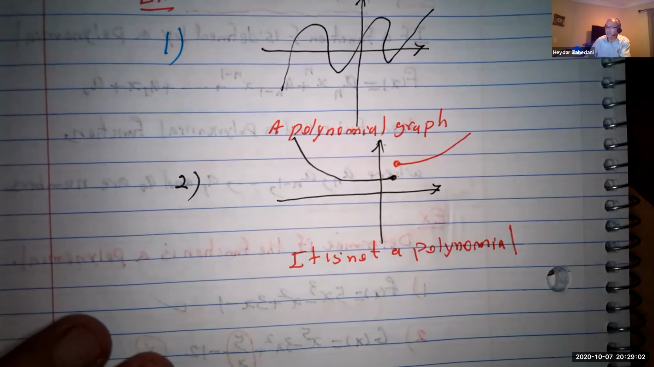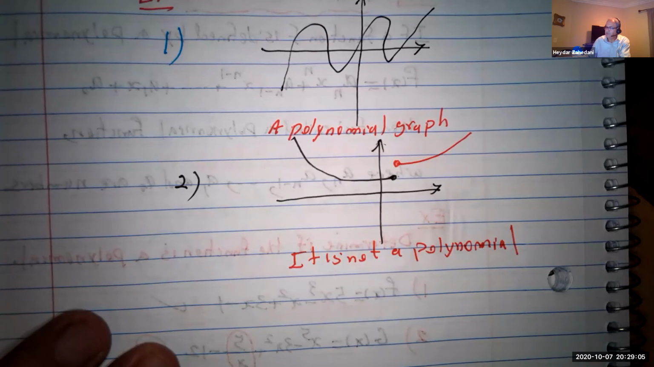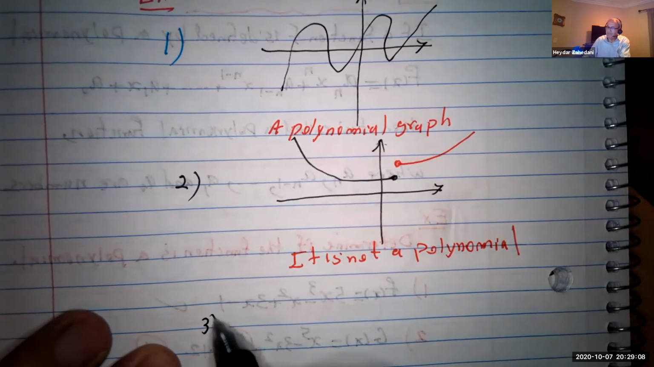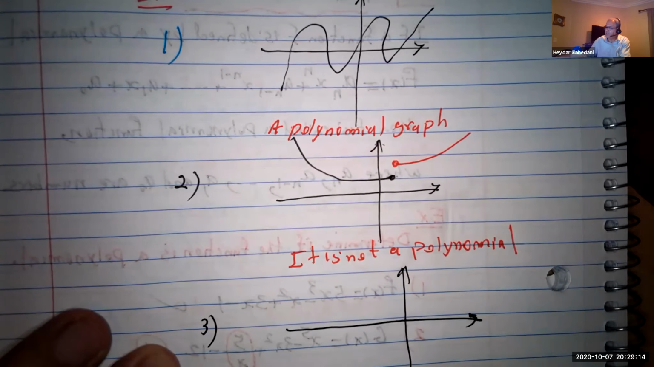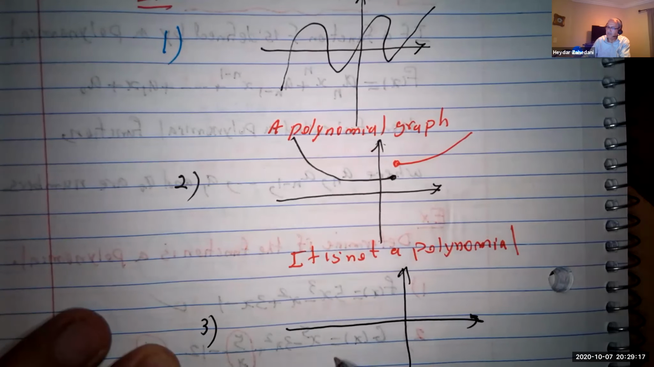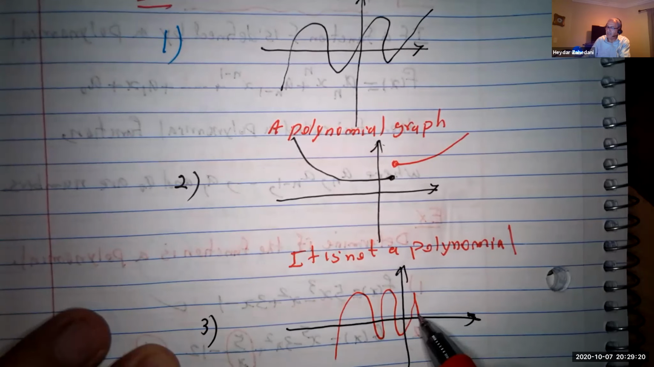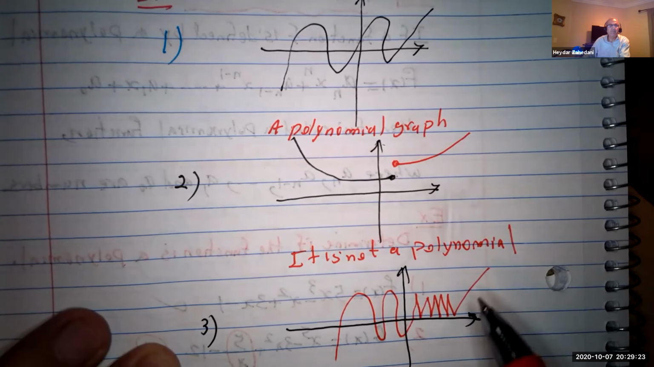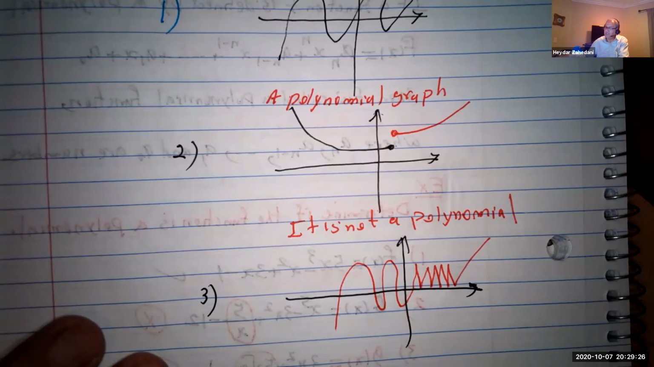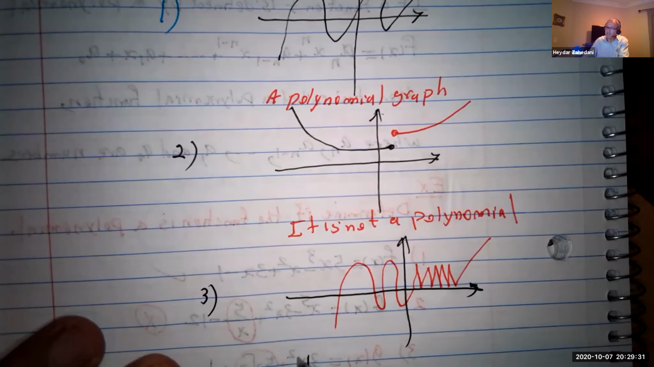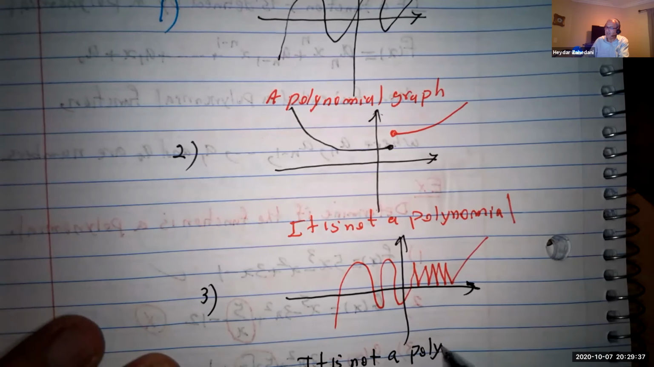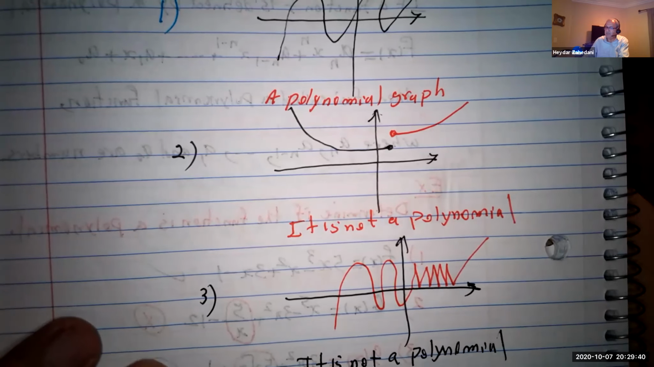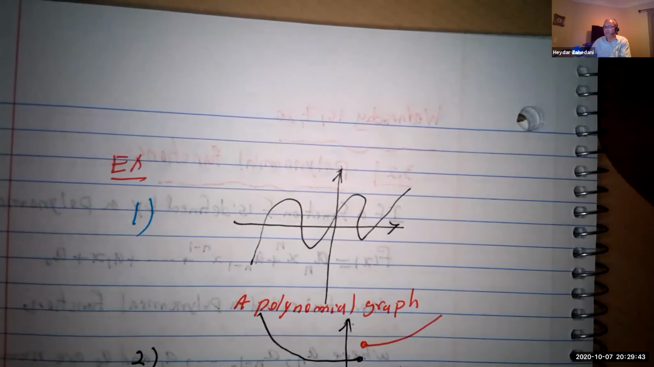So it must be one piece. You cannot have it stop here, and you cannot have any sharp corner. I got this one, so I cannot have something like this. This turning point must be smooth, if you like. So it is not a polynomial graph. It must be a nice one, like this one.